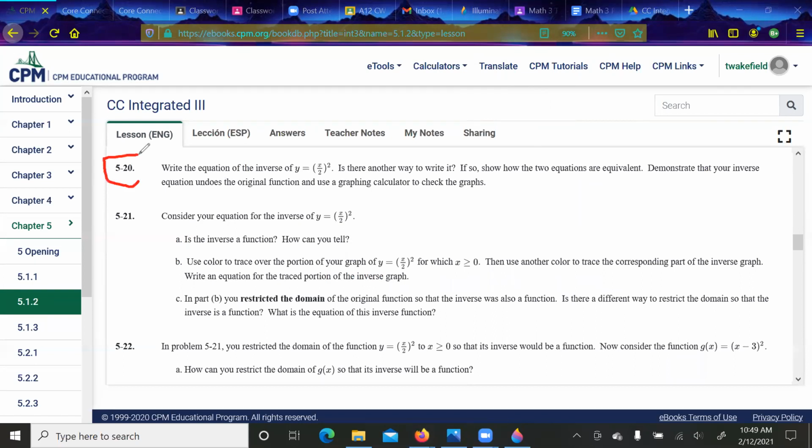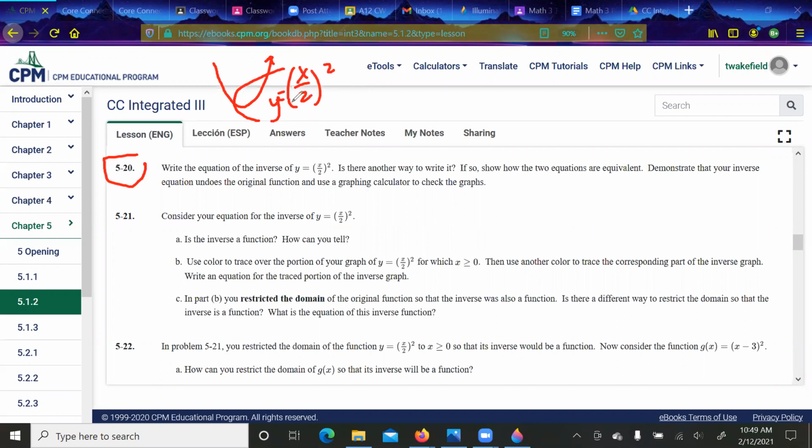20: write the equation of the inverse of y equals (x over 2) squared. Is there another way to write it? If so, show how the two equations are equivalent. Demonstrate that your inverse equation undoes the original function. Our original function was this parabola, (x over 2) squared. The inverse function we know goes sideways. What is the equation of the inverse function?